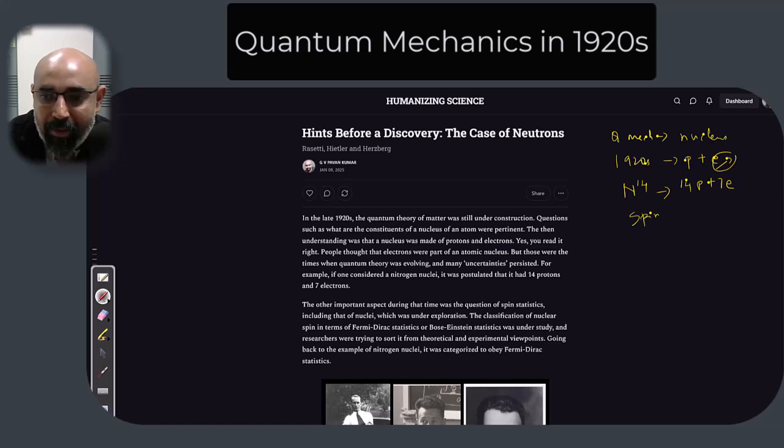spin statistics. Okay, spin statistics is related to understanding the classification of quantum particles, because they are quantized particles. They have quantized spins, so you can classify them either as Fermi-Dirac statistics or Bose-Einstein statistics. Okay, and these are the two classifications based on whether the particles are fermions or bosons in nature. And this creates a very fascinating kind of process. And as I mentioned, nitrogen was one of the main things which was very interesting, and this was the thought process of having protons and electrons.